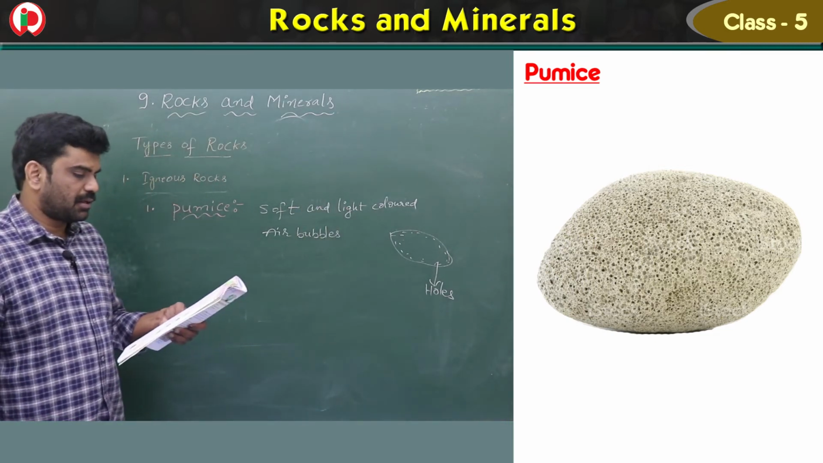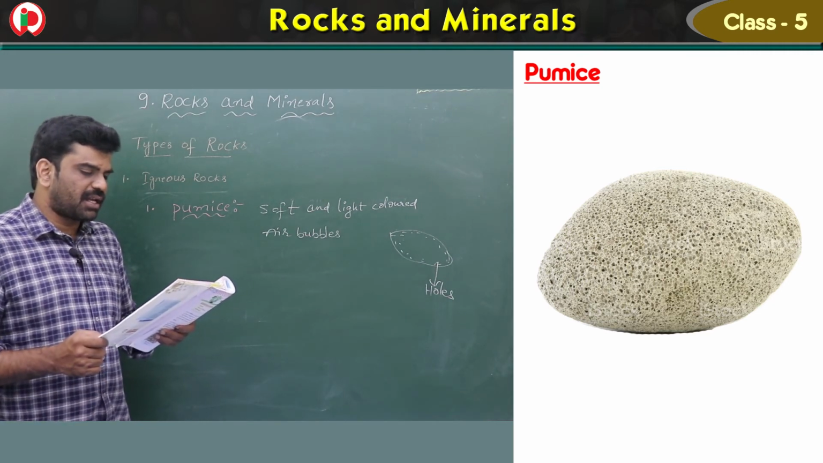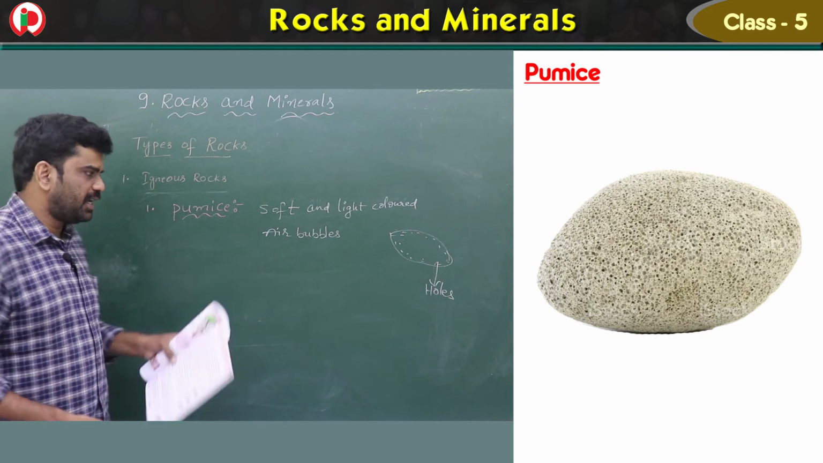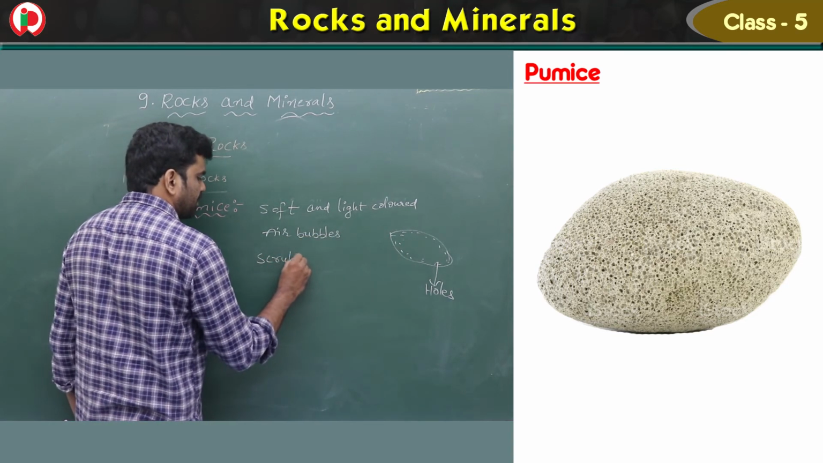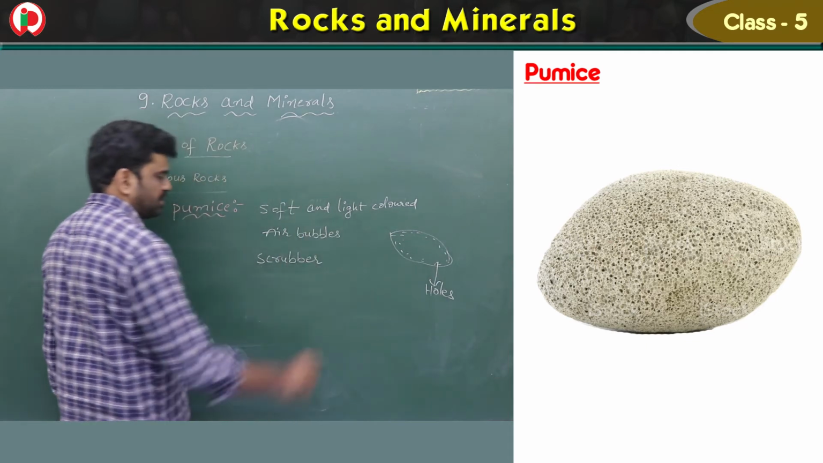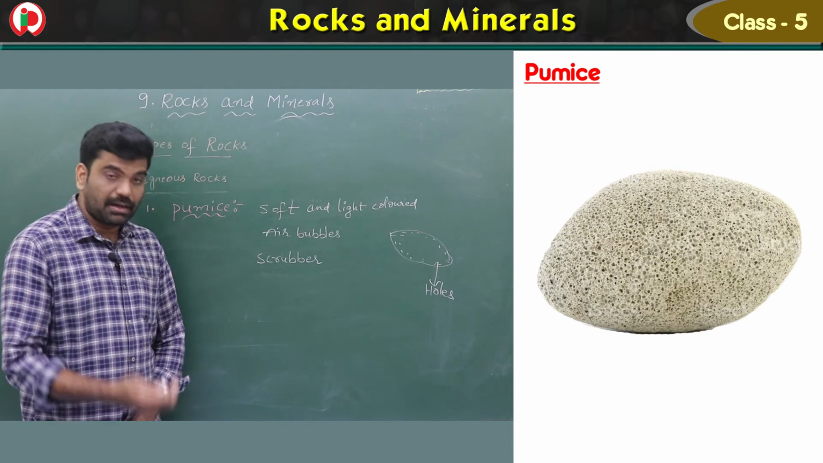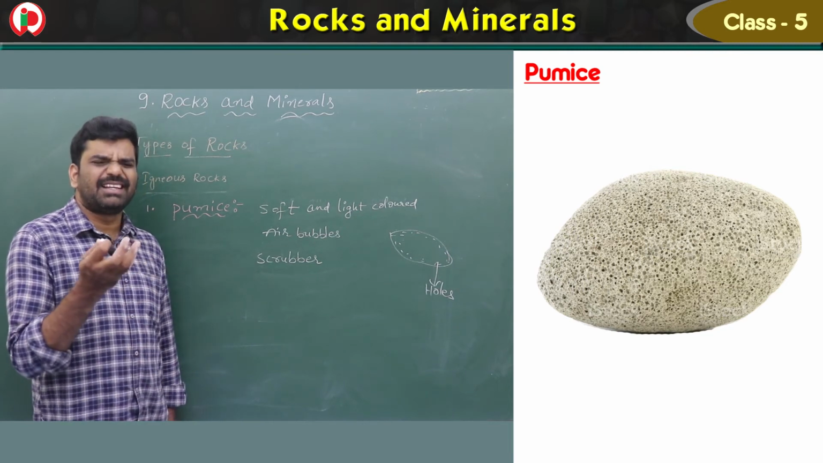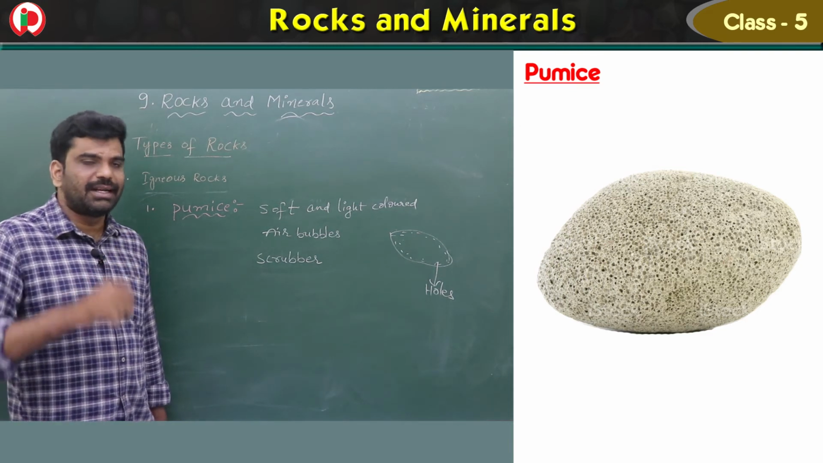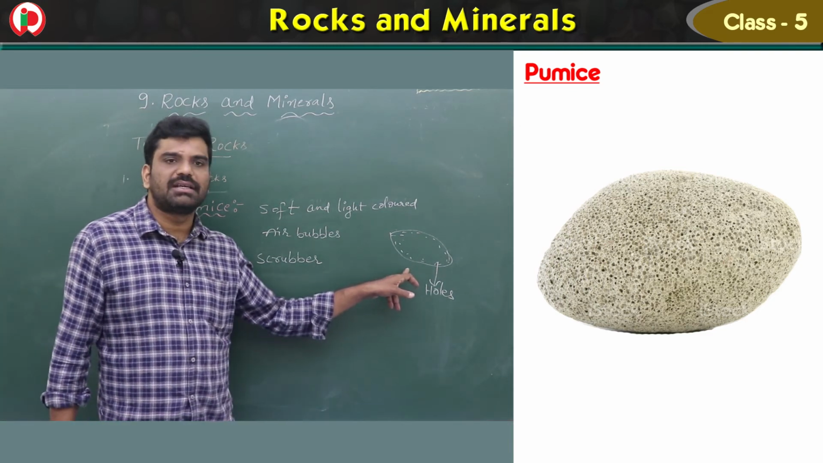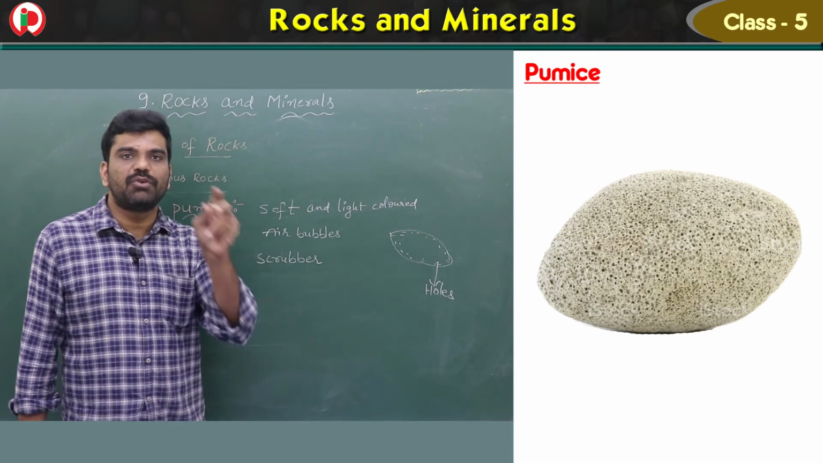Next one. It is used as a scrubber to remove rough skin. So what is this use? It is used as a scrubber. Here, children, during winters, our legs and soles get cracks and dead skin is formed. In order to remove the dead skin, we use this pumice stone, which is formed from the rock called pumice rock.